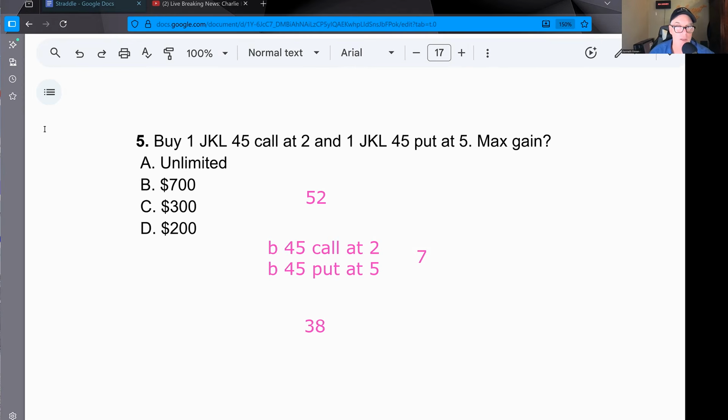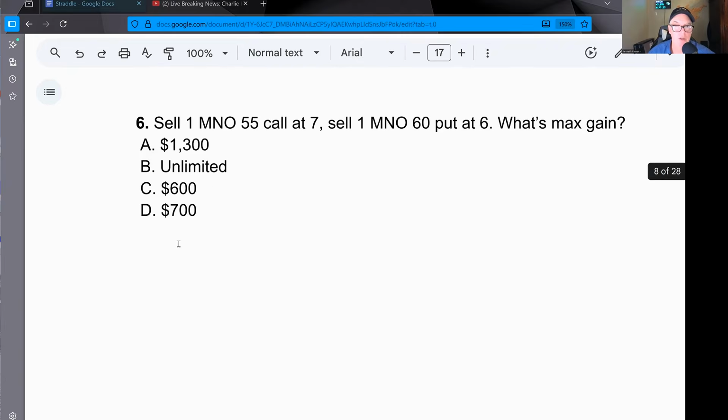And it's a long straddle, so we want it outside the range. So again, these are my break evens. My max gain is unlimited. My max loss is 7. And there we go. So I'm going to put up 5 more. You guys do them on your own. And then we got some profit loss ones to do. Okay. Do that one.